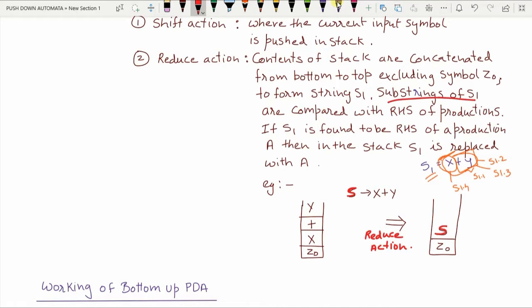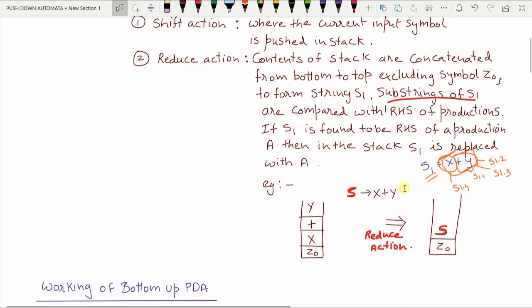So for each substring, first we compare y, then we check whether y is present on the right hand side of any production. Suppose no, then we take the higher substring, that is plus y, and see whether plus y is present on the right hand side of any production. Suppose no, then we take the next higher, that is x plus y, and see whether x plus y is present on the right hand side of any production. Suppose no, okay, and finally we check only x, that's the topmost element when you reverse the string, and see whether x is present.